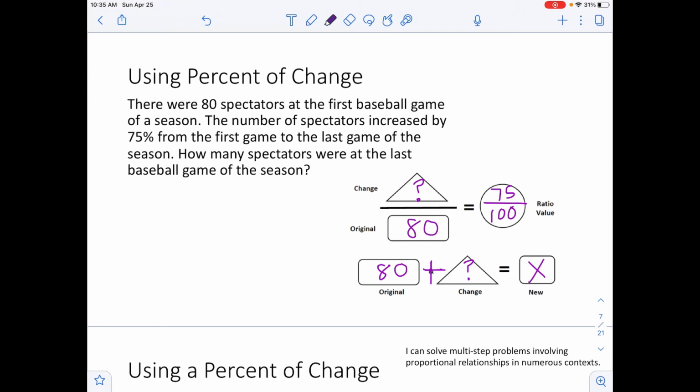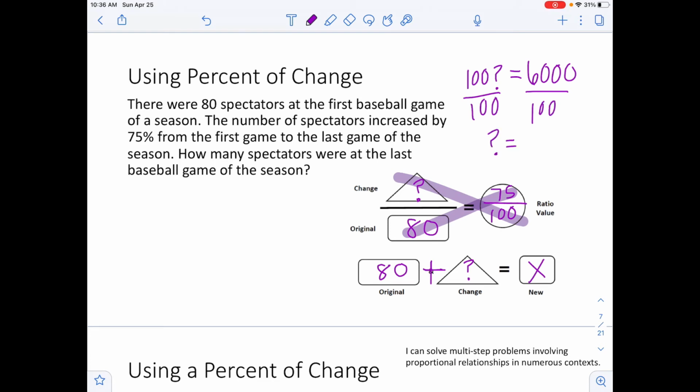In order to solve for the triangle first, before I can get to x, I'm going to cross multiply at the top here. 100 times question mark is 100 question mark. And I'm going to set that equal to 80 times 75, which is 6,000. Divide both sides by 100. And I get that my question mark equals 60.